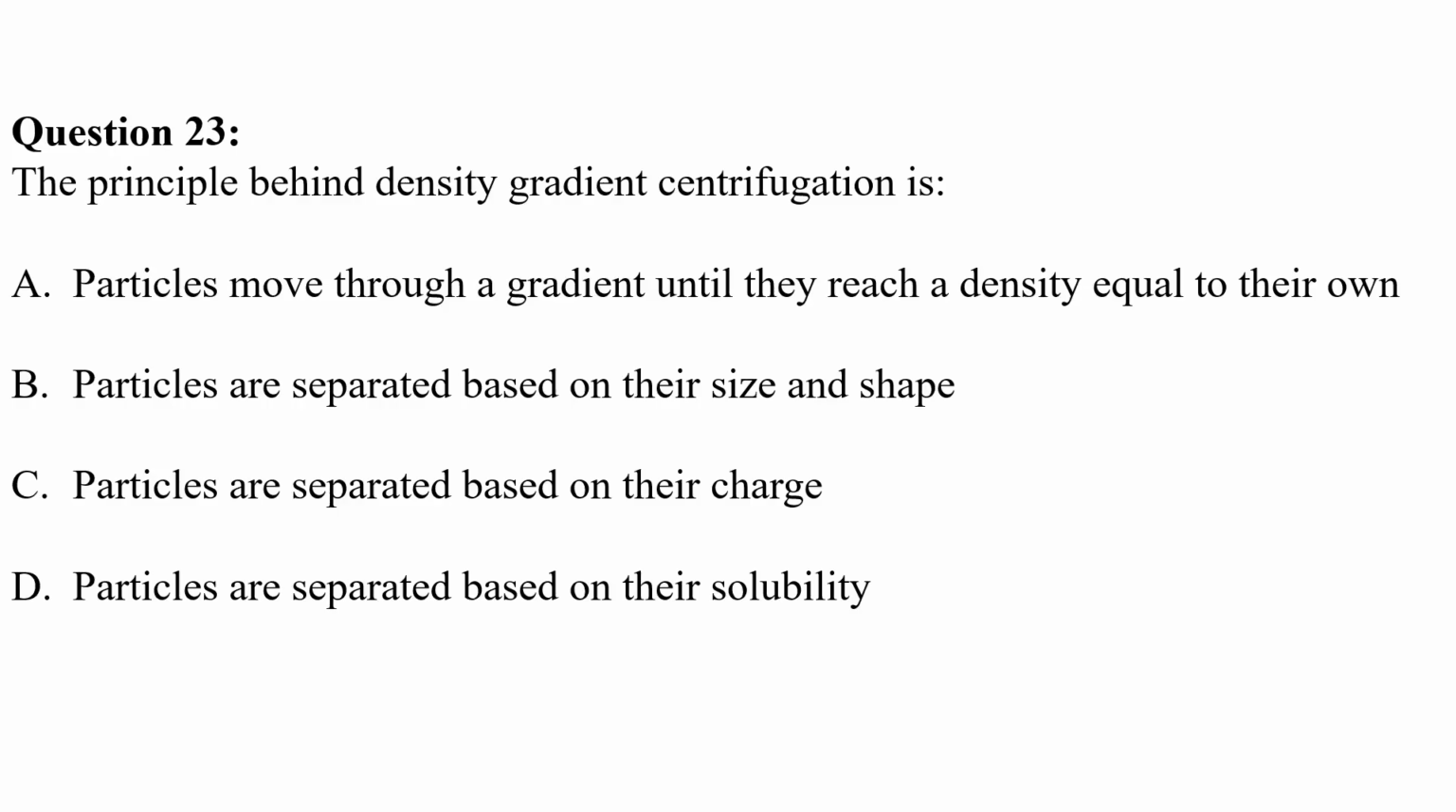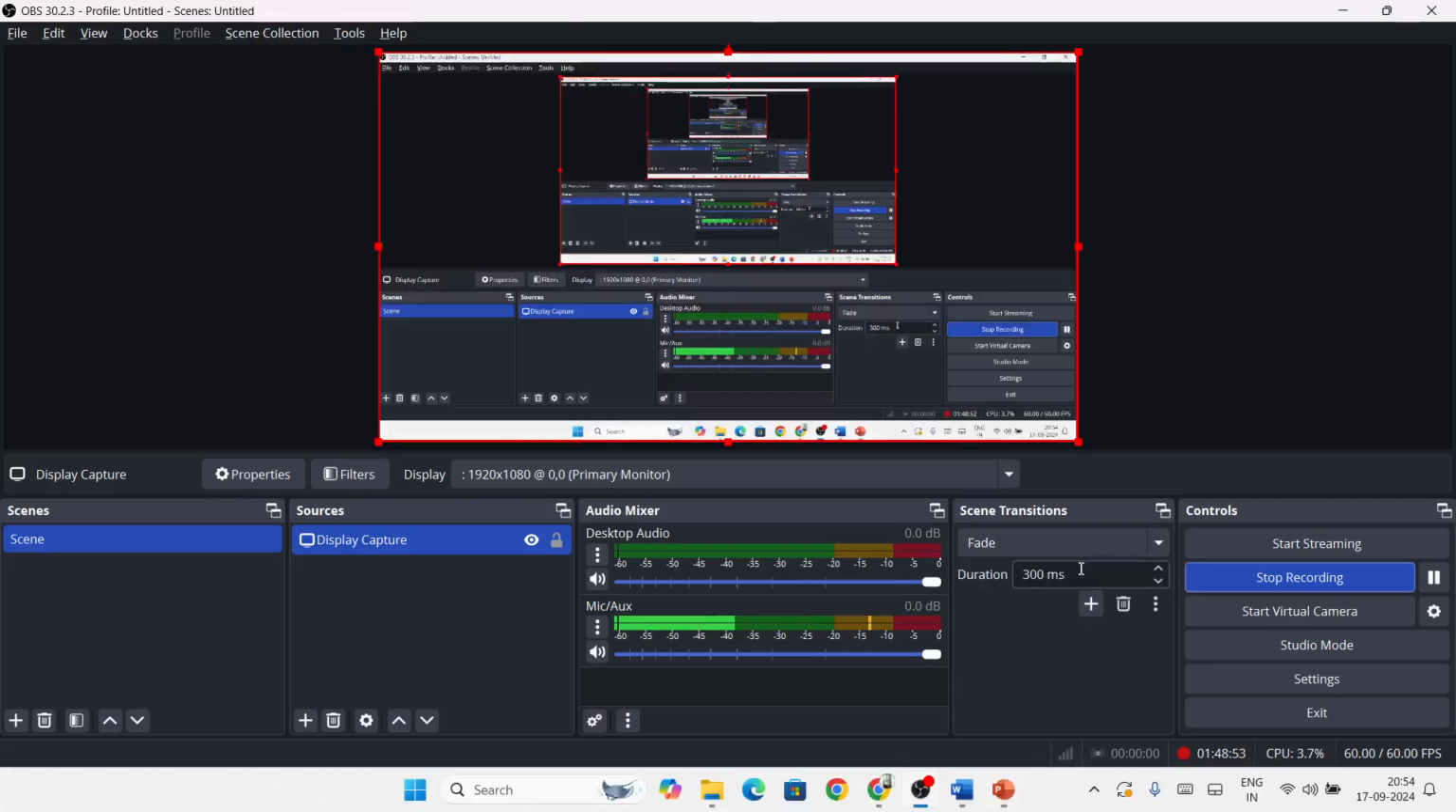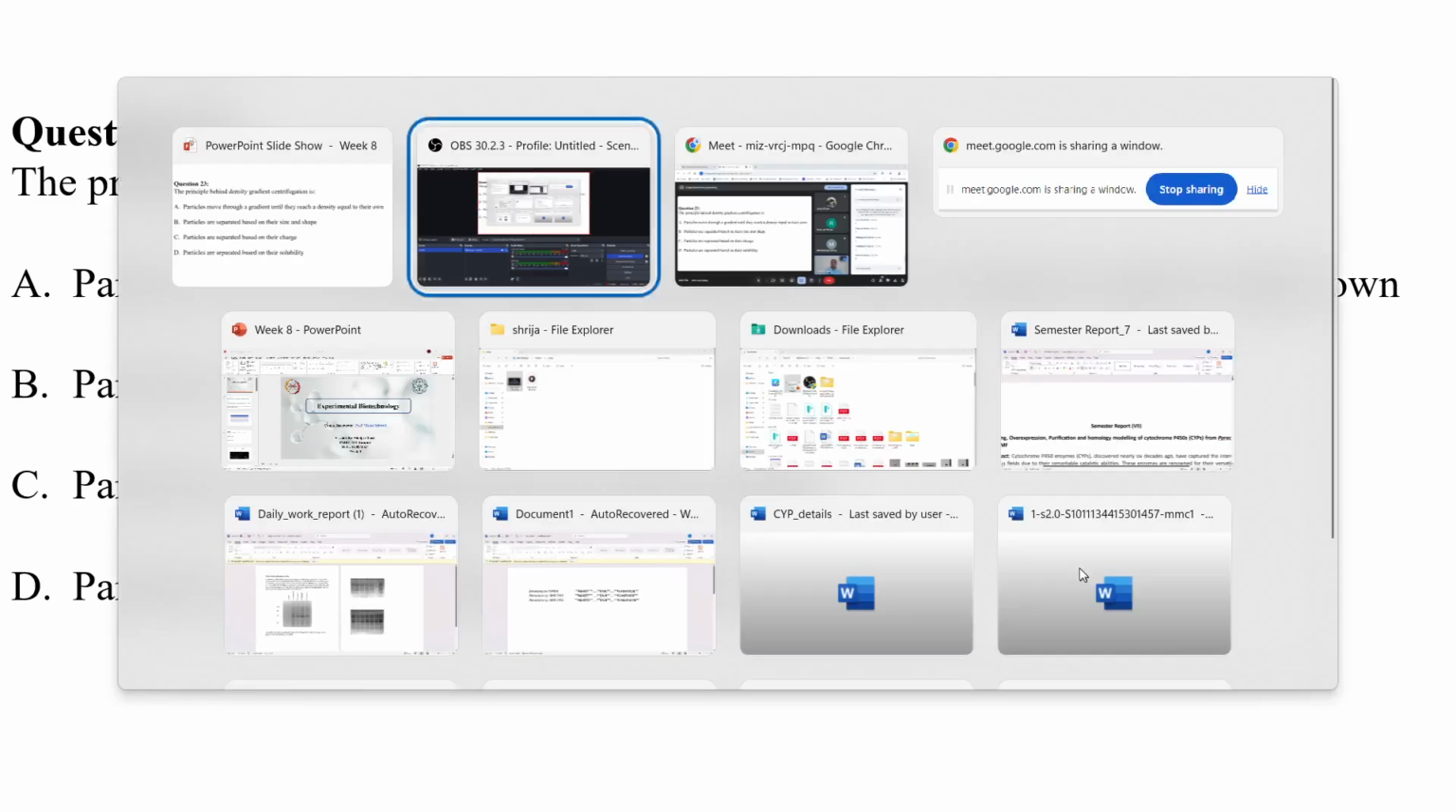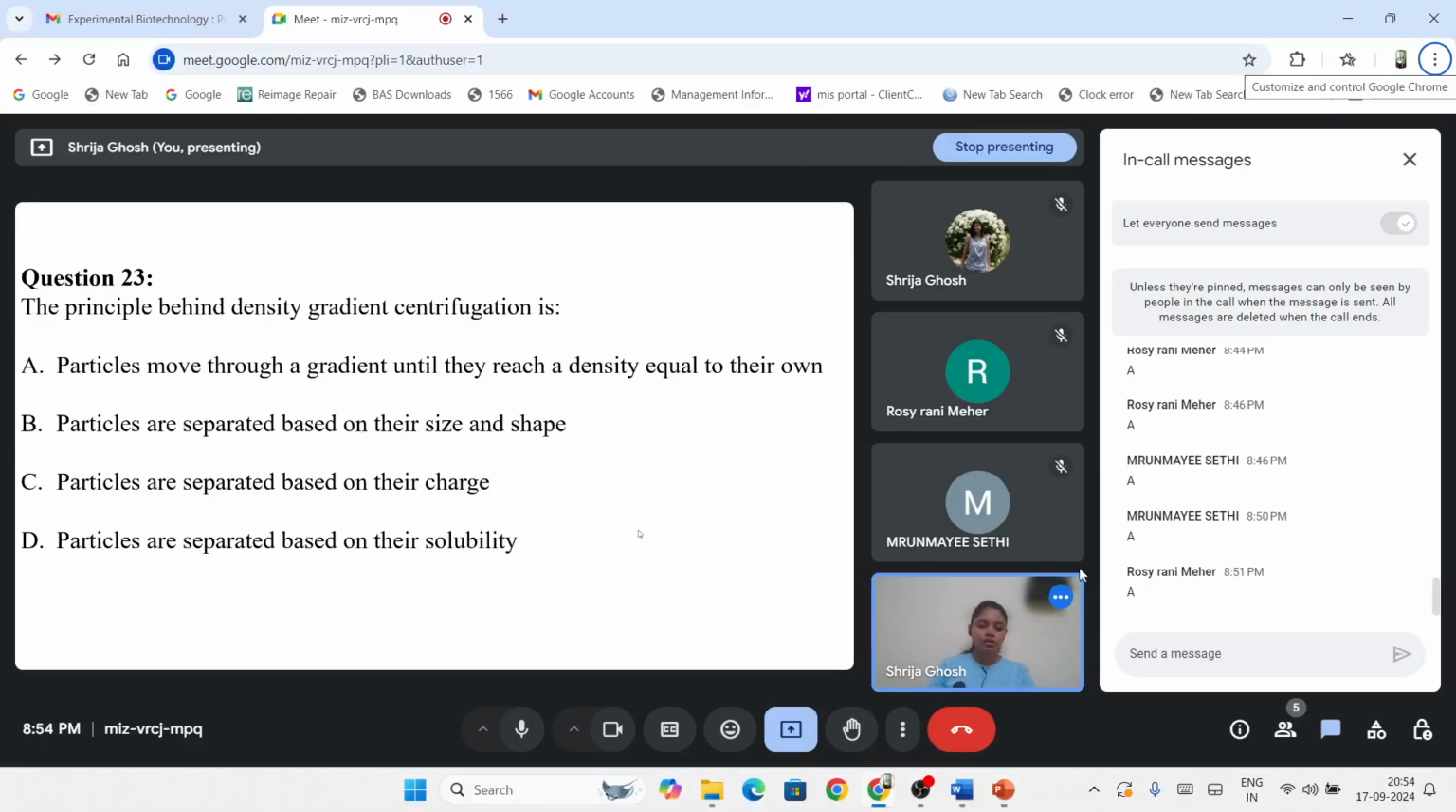Principle behind density gradient centrifugation is: what is the principle behind density gradient centrifugation? Option A, particles move through a gradient until they reach a density equal to their own. Option B, particles are separated based on their size and shape. Option C, particles are separated based on their charge. And option D, particles are separated based on their solubility.